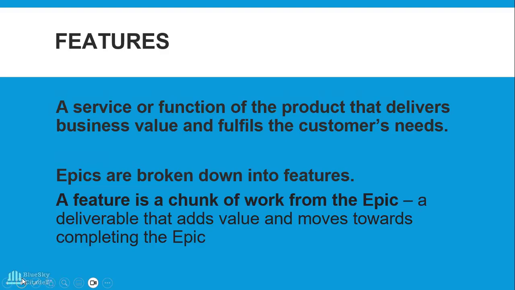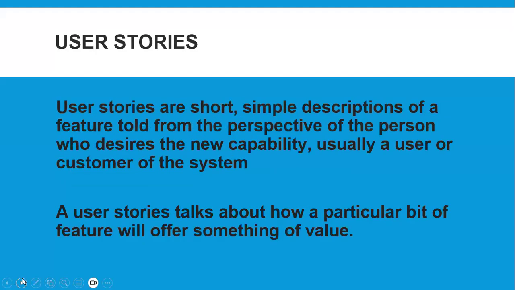So you can look at it this way: one epic can be broken down into a number of features. When all those features are completed, what does it do? It adds value and moves towards completing the epic. So as you complete each feature, your epic is getting completed. The moment all features are completed, it means what? That your epic is complete. I'm hoping we understand so far. So epics are broken down into features. Simply put, the epic is a larger piece of work and it can be broken down into a number of features. Okay. Right. So user stories.